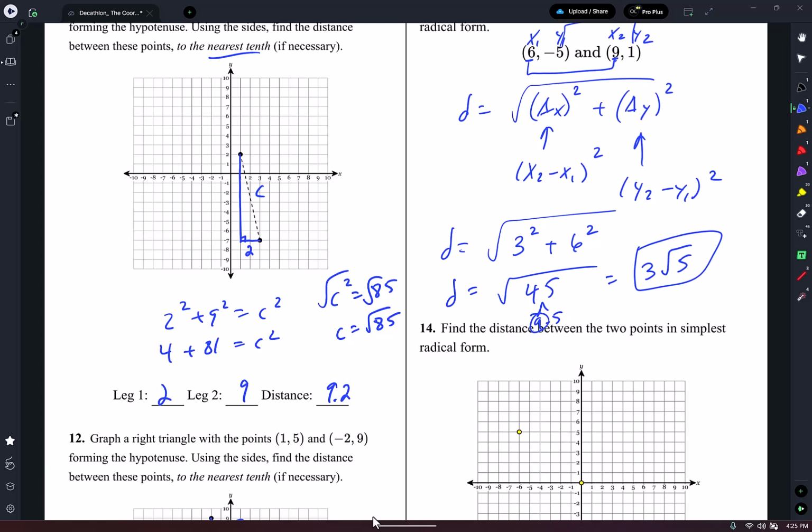Square root of 45 is 9 times 5. 9 is 3 times 3. So the definition of a square root is whatever repeats. Whenever you have a pair like that, you take it out. The square root of 9 is 3. Or I guess you could have also done this: square root of 9 times square root of 5. That's square root of 45.